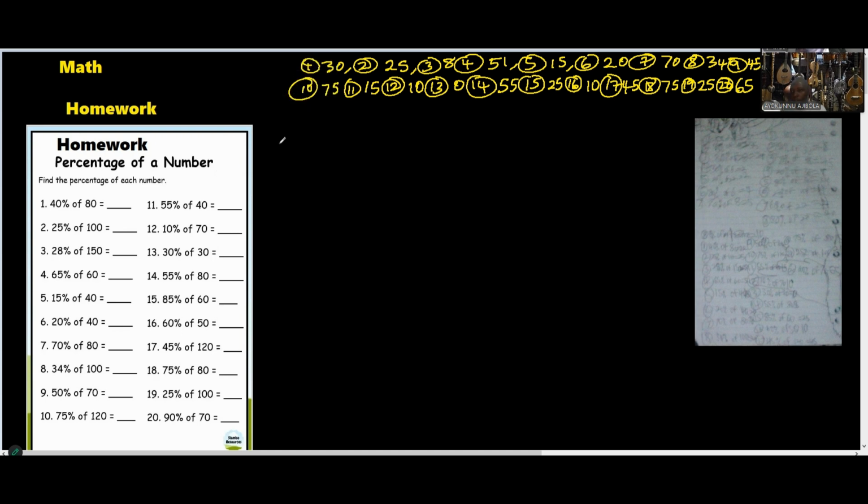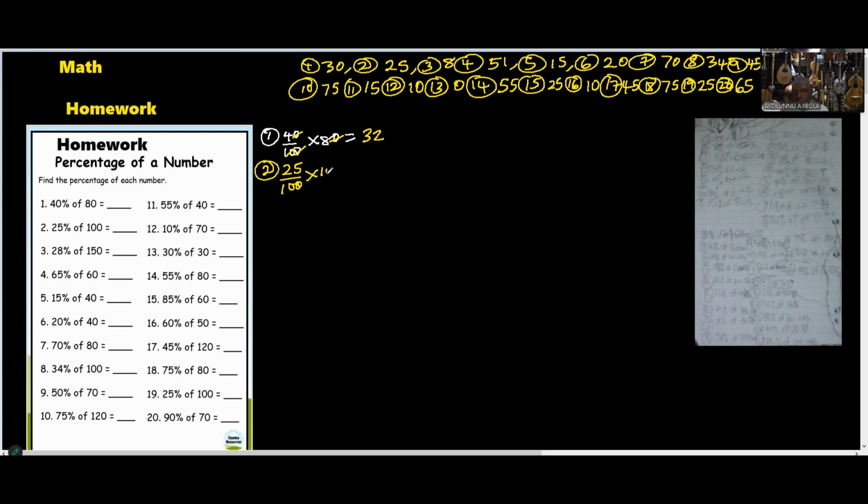So for this second one, number one says 40% of 80. So 0, 0 cancel 0, 0. Maybe I should change the color so that you don't get it mixed up. Are you seeing the board clearly? So what is remaining there? 4 and 8, right? Yes. Good. 4 times 8 is what? 32.